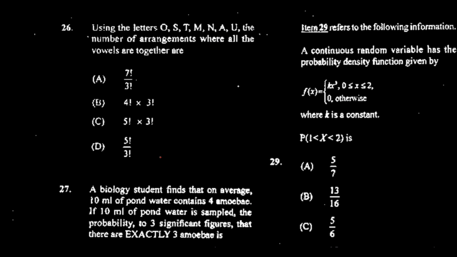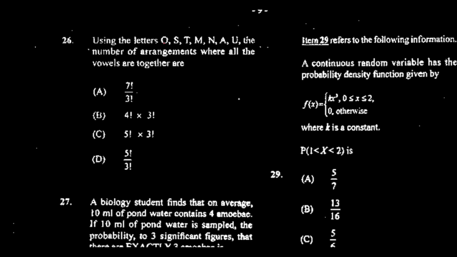Question 26. It says using the letters O, S, T, M, N, A, U, the number of arrangements where all the vowels are together. So we need to figure out how many vowels we have. Vowels are A, E, I, O, U. So we have 1, 2, 3. So we have 3 vowels. What I like to do is think of it as grouping them together. So we have O, A, U together, and then we're left with S, T, M, and N. So we have all the letters, 1, 2, 3, 4, 5, 6, 7.